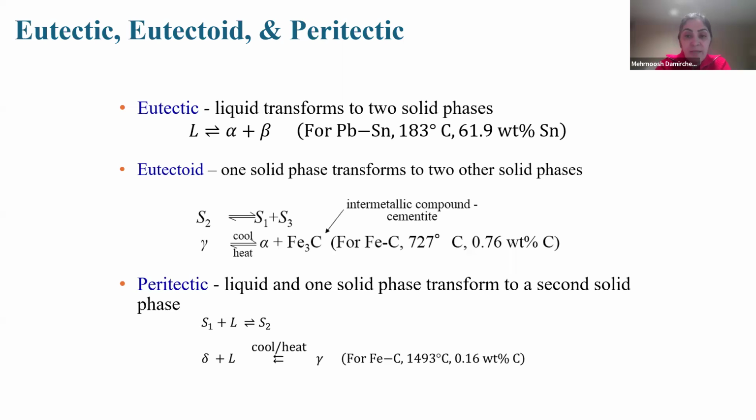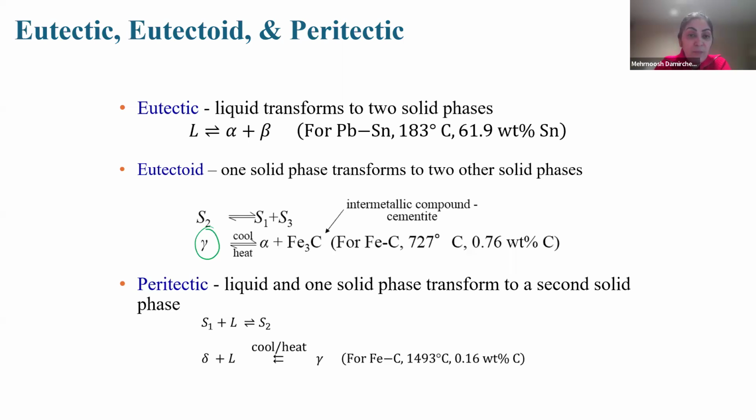In eutectoid reaction, it's similar to eutectic, but it happens entirely in the solid phases. For example, one solid phase, here shown by gamma, if cooled, converts to two solid phases. Here we are talking about the steel phase diagram. Alpha is the ferrite, we talk about that in the next slide, one solid phase in steel or iron carbon alloy. And the next one, Fe3C, is a solid phase again, and its name is cementite.